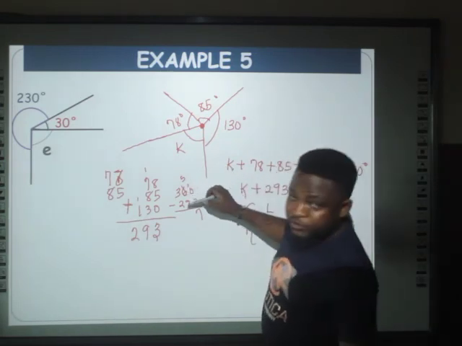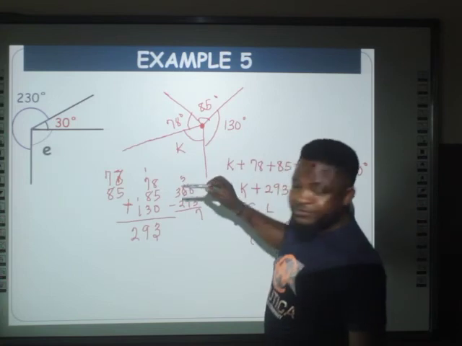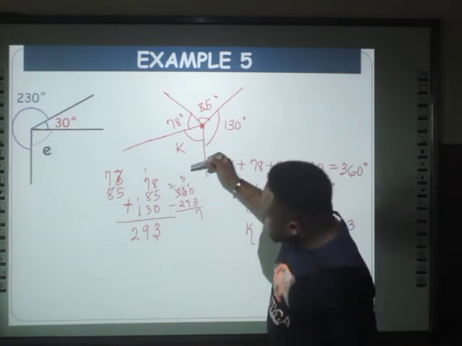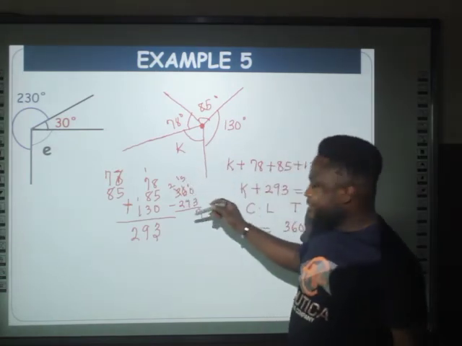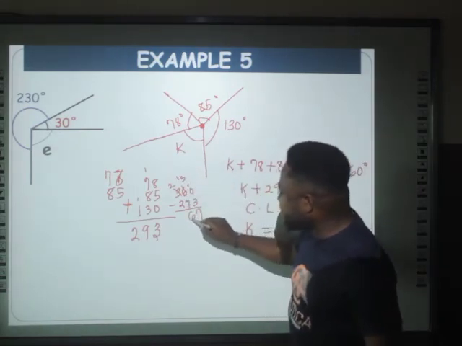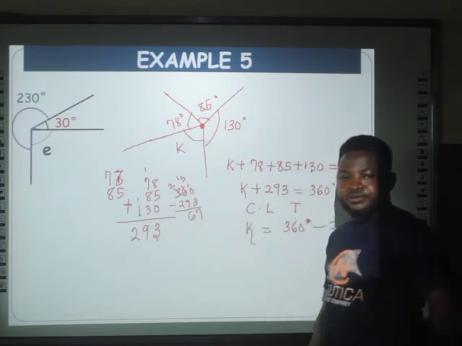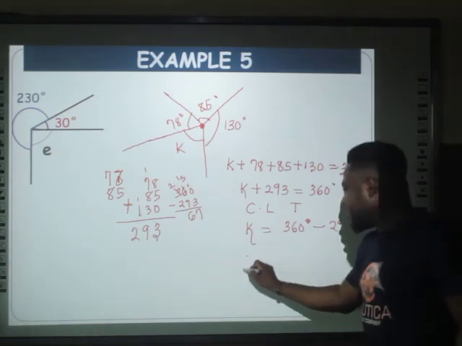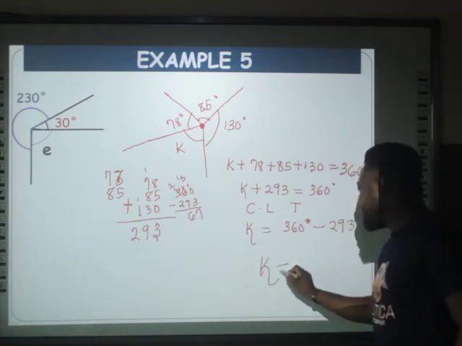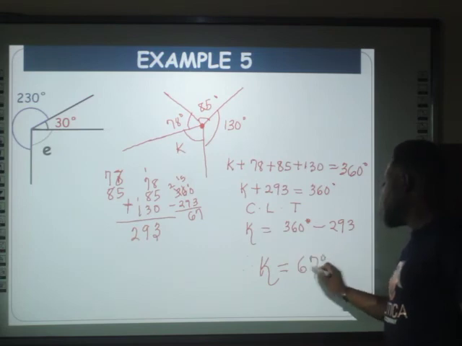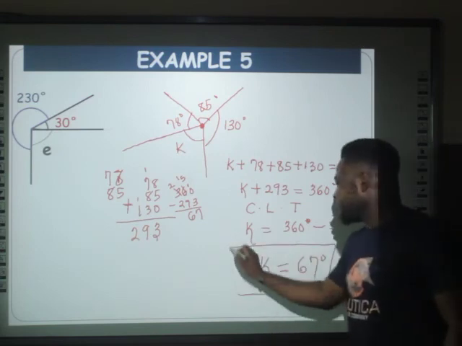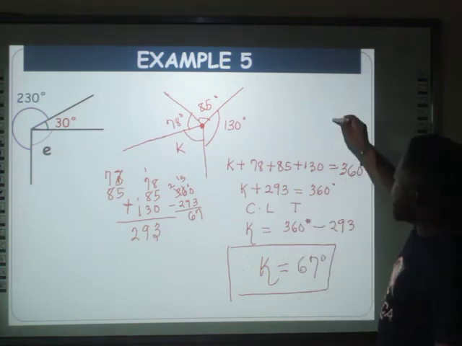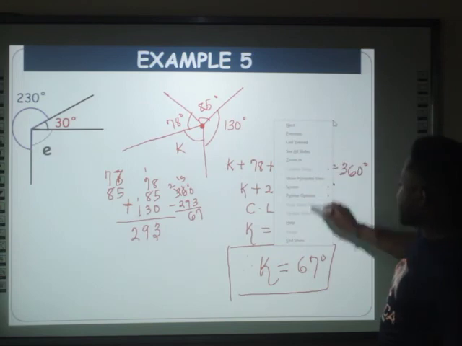Now, it's not possible for you to take away 9 from 5. So you have to come here to borrow 1. You'll be left with 2. 1 gets here becomes 15. So now 15 minus 9 will give you 6. While 2 minus 2 will give you 0. So this will give you 67, right? So that means our missing angle K is equal to 67 degrees. That is our final answer. 67 degrees. Okay? So that's our final answer.